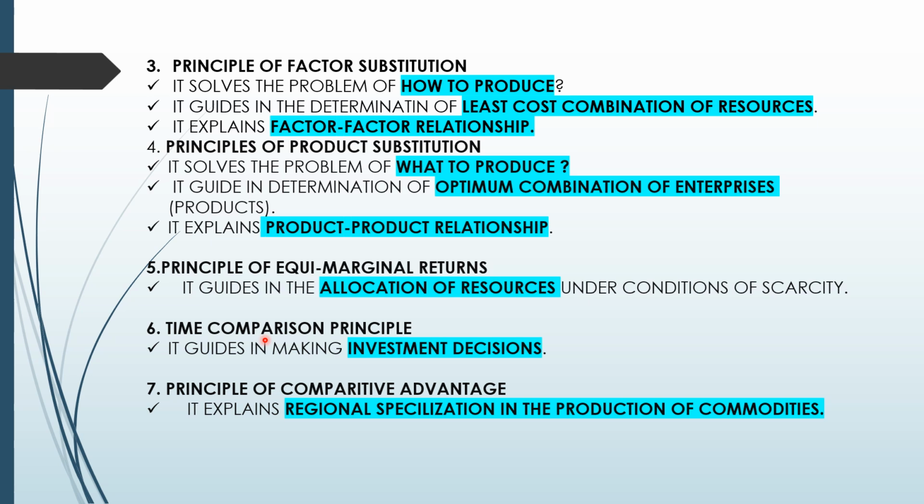And next, the principle of comparative advantage. Comparative advantage tells about regional specialization in the production of commodities. Yield, cost, and profits are very important for the application of this principle. In comparative advantage, based on the yield, cost, and profit of different crops in different areas, we will decide what crop is suitable in which place. And these are the seven economic principles.